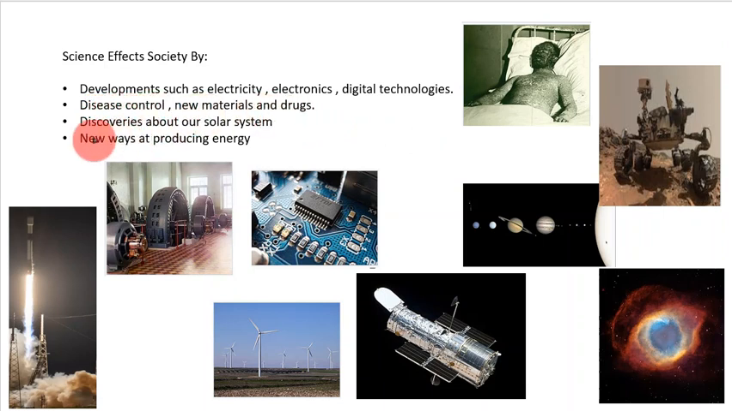Discoveries about our solar system. If we take this here, this is the Hubble Space Telescope. And developments in technology such as SpaceX and its reusable rockets make it easier to put up satellites, and also observation satellites such as the Hubble Space Telescope. What that does is it gives us a view out into our solar system.